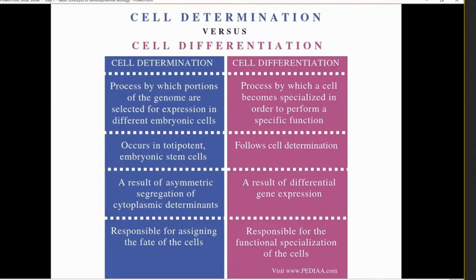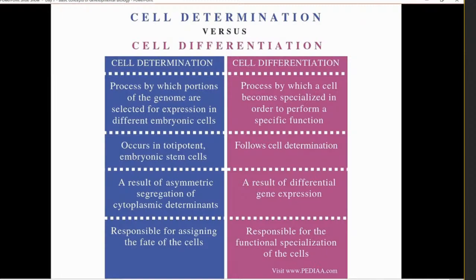In determination, the result is the asymmetric segregation of cytoplasmic determinants. But differentiation is gene expression. After the comparison, the fate is assigned: this cell will do this, this cell will do this. They are assigning fates. But differentiation is the functional specialization.